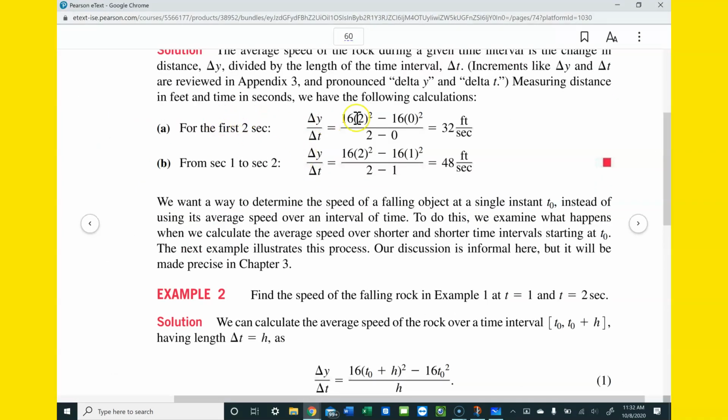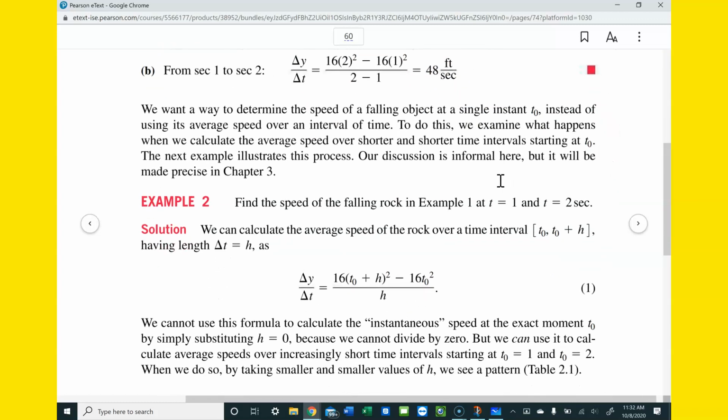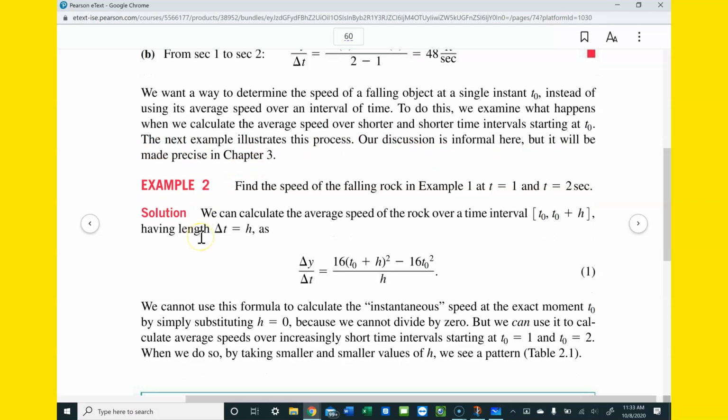You can see right here, they do the same thing that we did. They got the same answers we got. And now they say this: we want a way to determine the speed of a falling object at a single instant. And this notation right here, you could say t0 or t sub 0, instead of using its average speed over an interval of time. To do this, we examine what happens when we calculate the average speed over shorter and shorter time intervals starting at t0. The next example illustrates this process. Our discussion is informal here, but it will be made precise in Chapter 3.